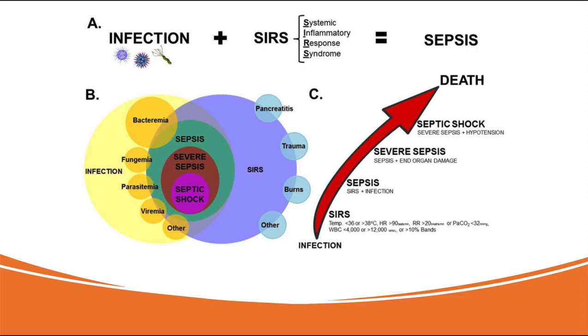A syndrome similar to septic shock may occur as a complication of non-infectious disorders such as severe burns, trauma, pancreatitis, and other serious conditions. Collectively, these reactions are known as systemic inflammatory response syndrome.